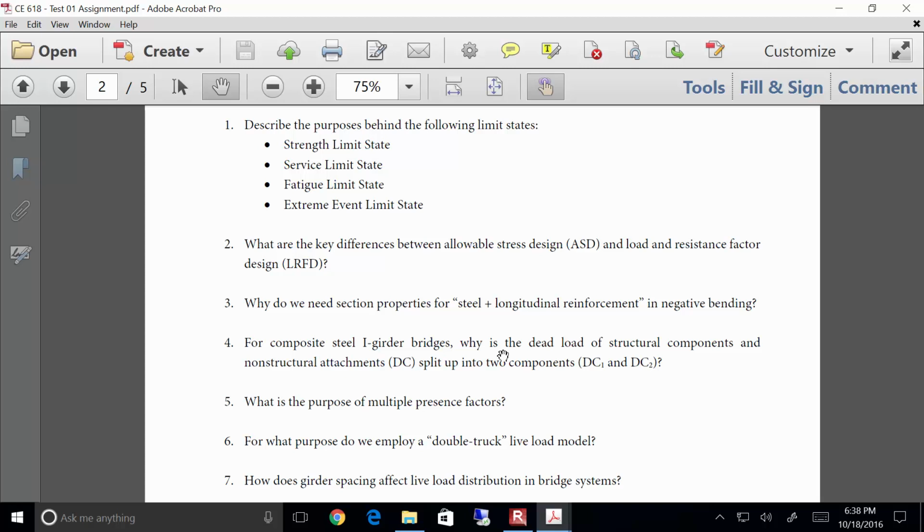Okay, why do we need section properties for steel plus longitudinal reinforcement in negative bending? The real answer is the concrete. You know, in negative bending, the concrete is in tension, okay? And concrete in tension isn't as effective.